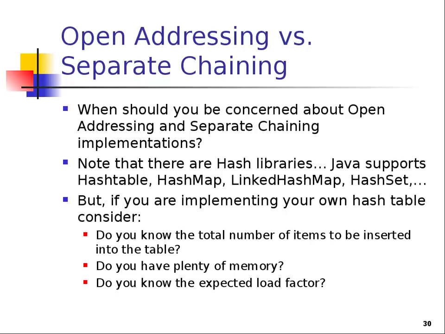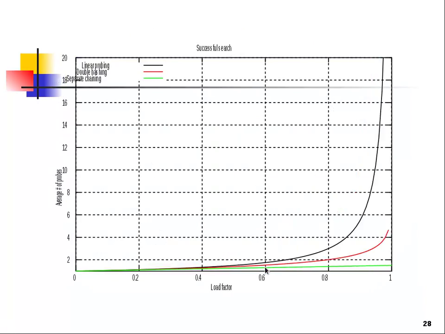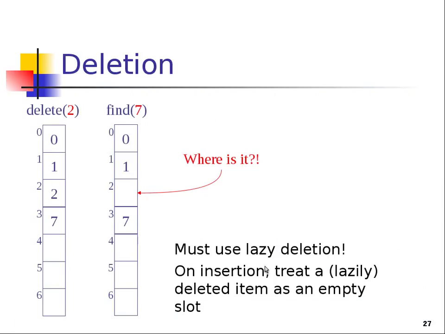Do you know the expected load factor? Do you know how fast search needs to be? That may go into deciding between open addressing and chaining. All right, Java. Let's see, load factor is 0.75. Great. Any questions before we code? Nope. All right.